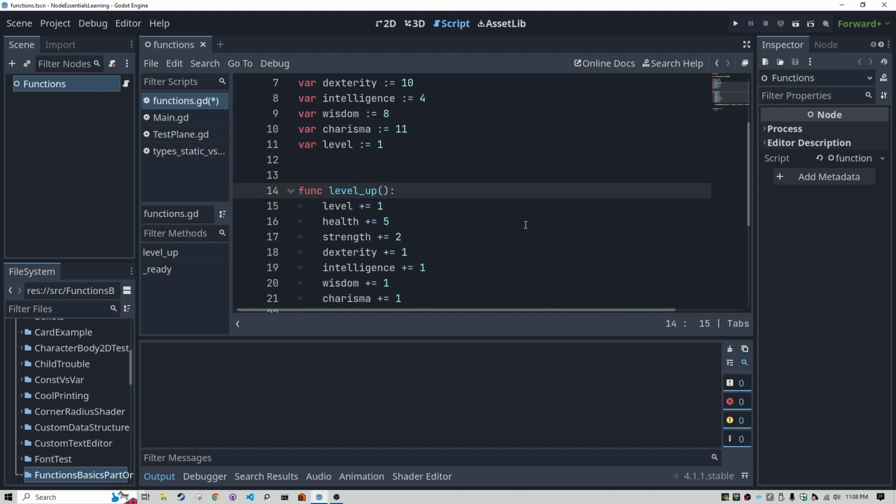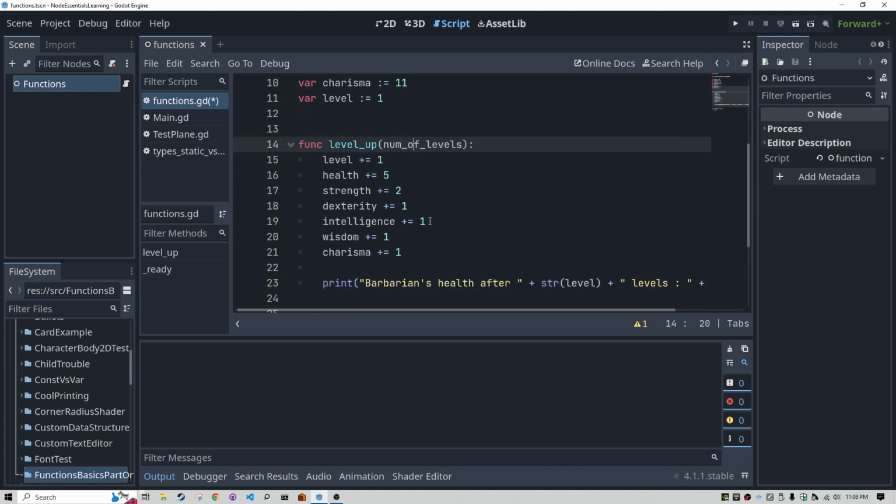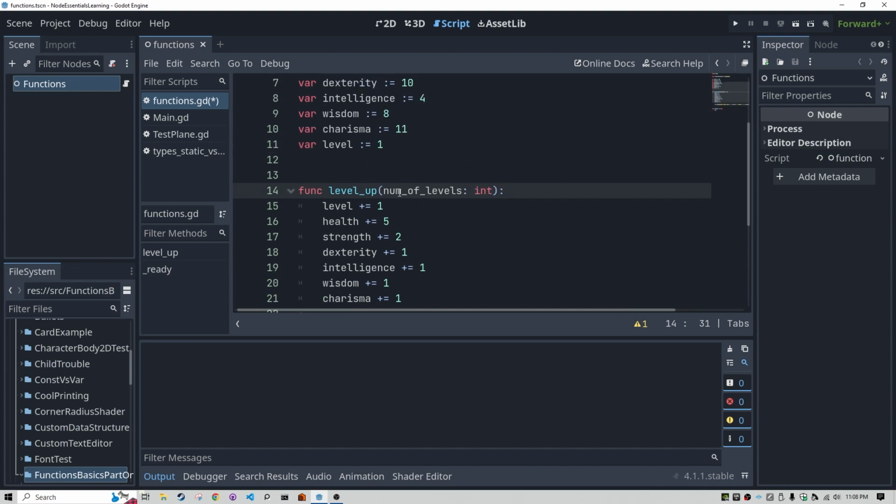So for my level up function, I'm going to say the first parameter will be num of levels, okay? So that's going to be the name of my parameter. Now, this part is where things can start to get a little bit confusing for people. What I'm doing here is I am giving a name to my parameter. And just to keep things tidy, let's say that it has to be an int, right? So remember we talked about static typing. So we're saying the name of the parameter is number of levels and it has to be an integer, okay?